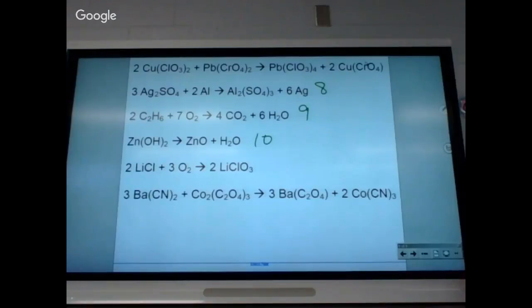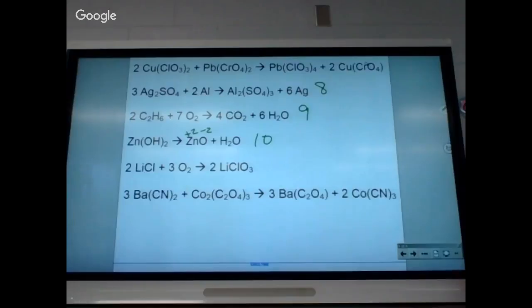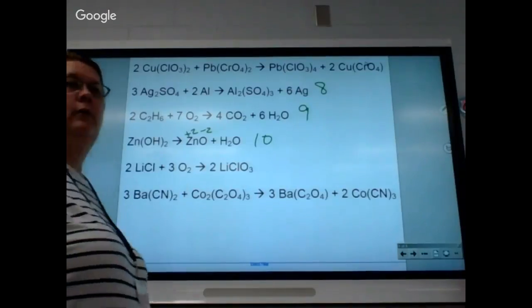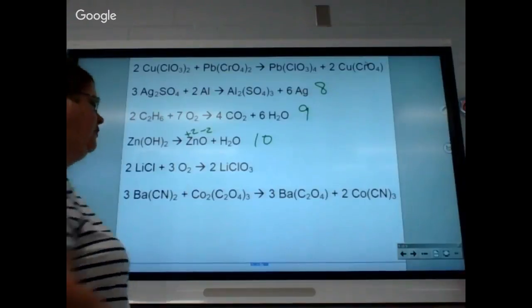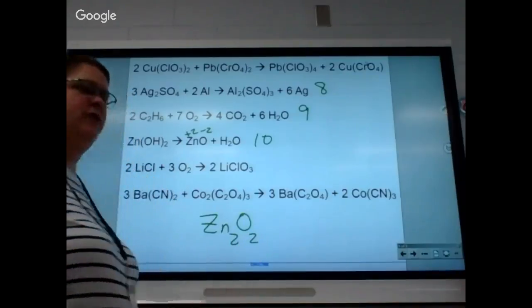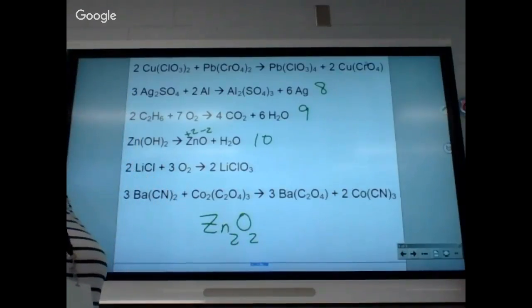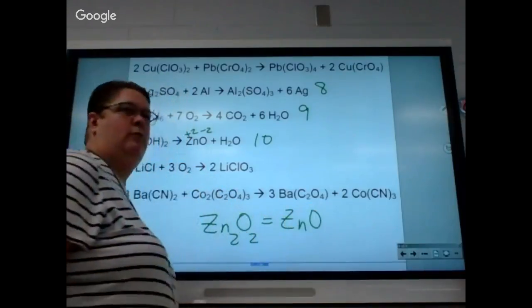Why isn't there a 2 subscript on number 10 for the Zn and the O? Because this has a +2 and this has a -2, so what happens to them? They cancel out. But I thought the positive and negative didn't matter. It doesn't. The 2's cancel out. They're the same oxidation number. So even if you bring it down and you write Zn2O2, what happens to the 2's? They reduce. And you get ZnO.